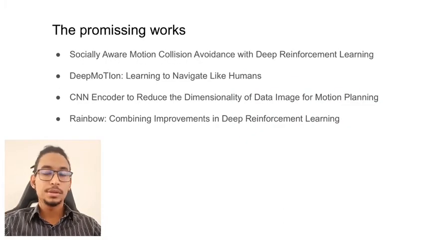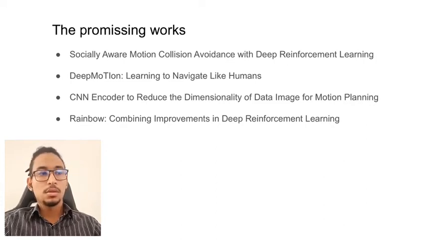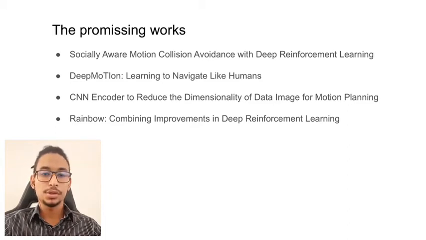So, reviewing the literature on social navigation tasks, we found relevant works. The first, Socially Aware Motion Planning with Deep Reinforcement Learning. It is a DRL model that aims to avoid collisions and adapt to social situations. And this model was tested in a pedestrian-rich environment with a fully autonomous robot.